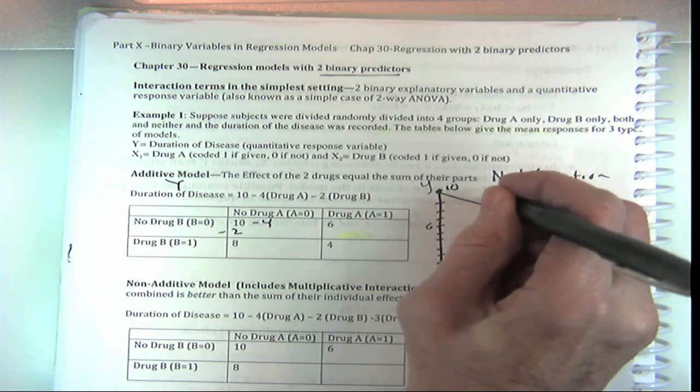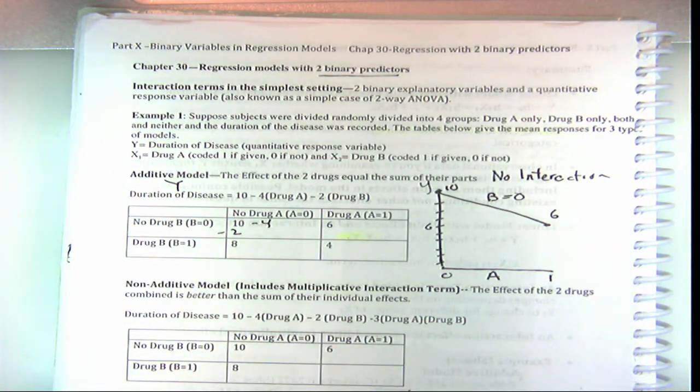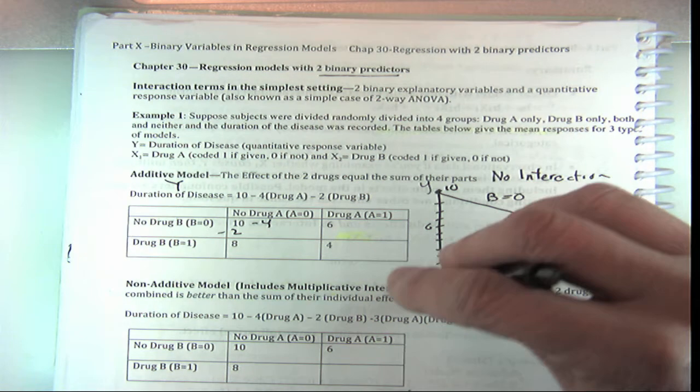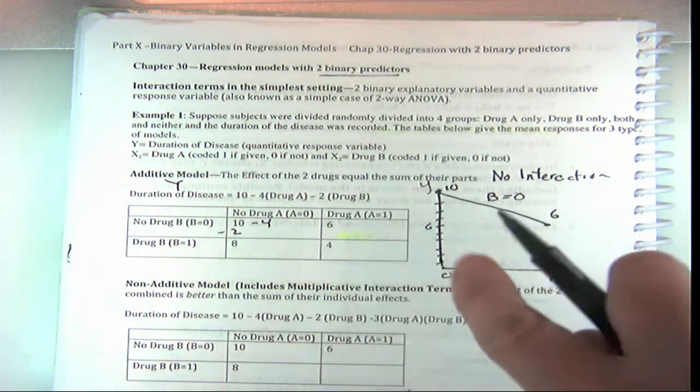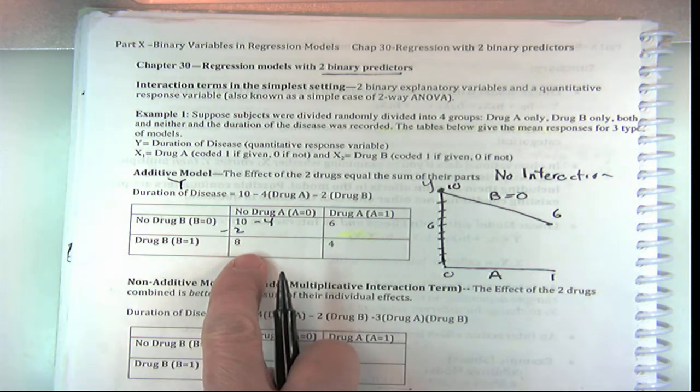So that's when B equals 0. Okay? In 3D, B would be up here, it would be coming out, but I'm just drawing it here. B equals 0. So what happens when B is equal to 1?